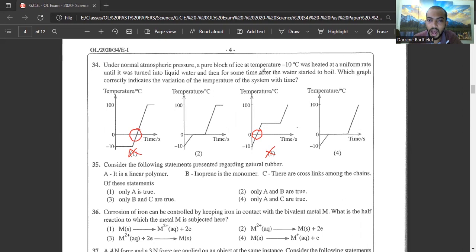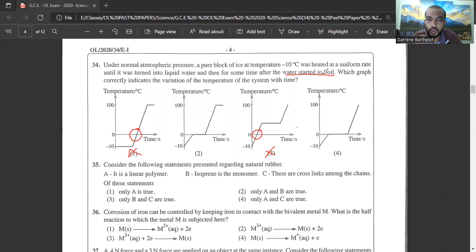They say that after some time, the water started to boil. If the water starts to boil, that means the liquid is converting into gas, and the water has reached its boiling point. And at the boiling point also, latent heat is absorbed. So there is no rise in temperature at the 100 degrees Celsius mark.